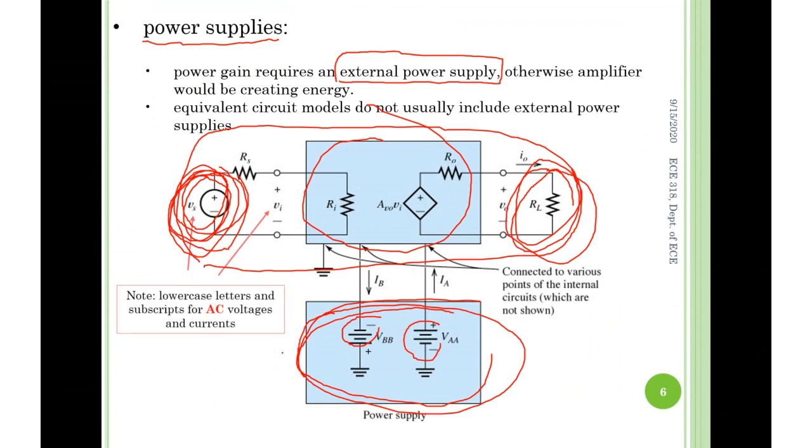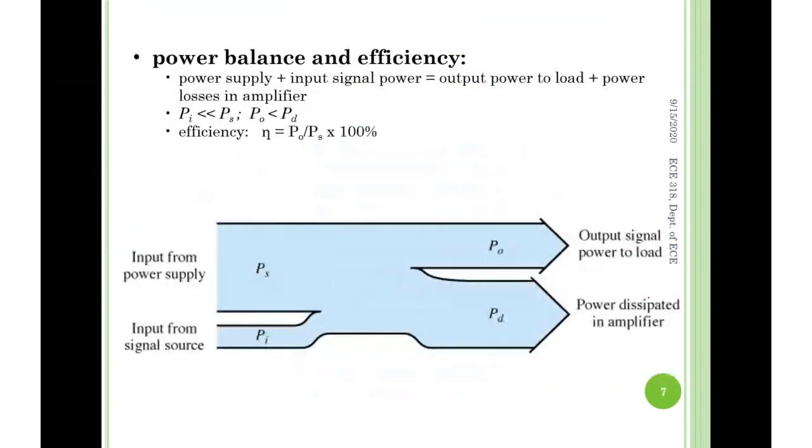There are, of course, some conventions in terms of the case, but not that important. The important thing here is the so-called power balance and efficiency. What it's saying is, again, we have certain power provided by the external DC power supply.